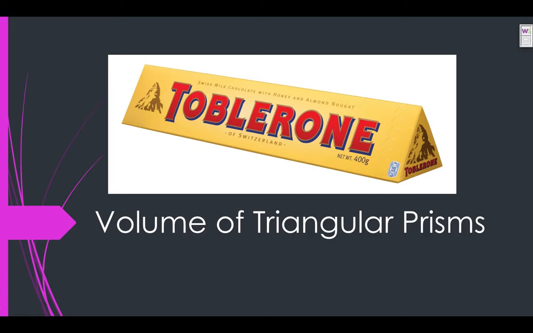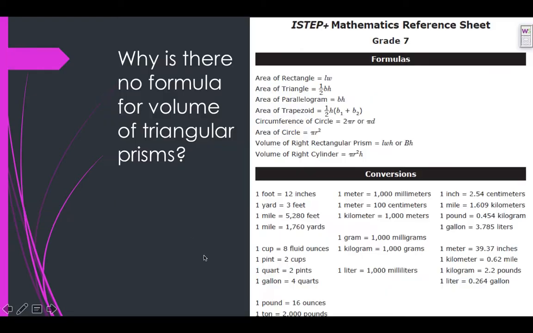So we're going to talk a little bit today about what makes something a triangular prism and how to find its volume. If you notice on your reference sheet, there is no formula given there for the volume of a triangular prism. What we're going to do today is use this formula right here, capital BH, or base area times height, to find the volume of a triangular prism.